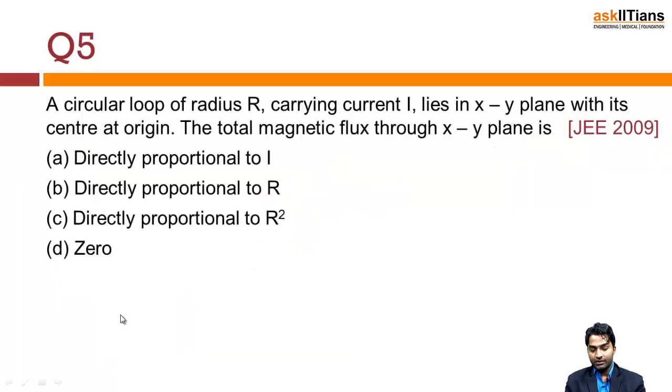The last question we would like to discuss is question number 5. A circular loop of radius R carrying current I lies in the xy plane with its center at the origin. The total magnetic flux through the xy plane is. So total magnetic flux is equal to the magnetic field into the area.